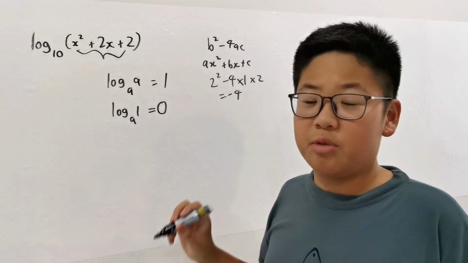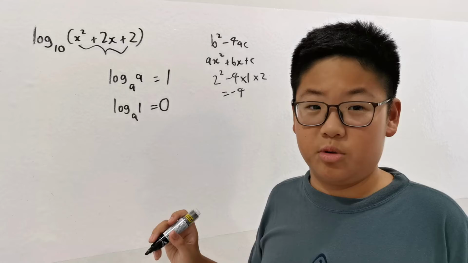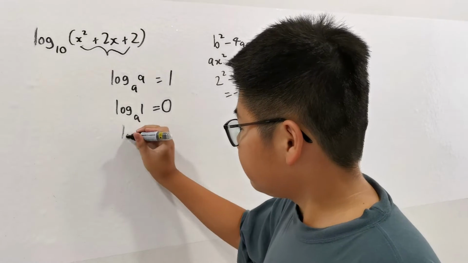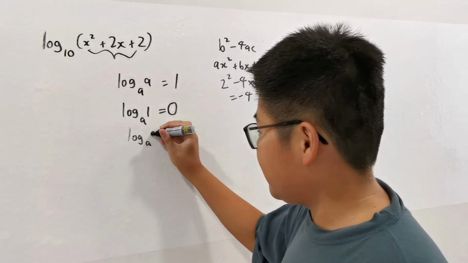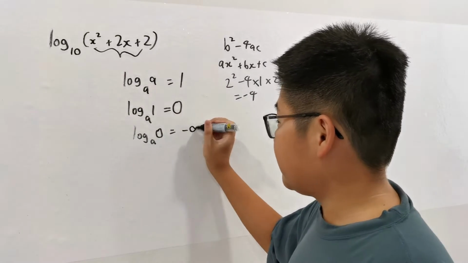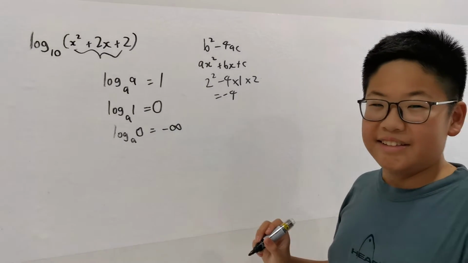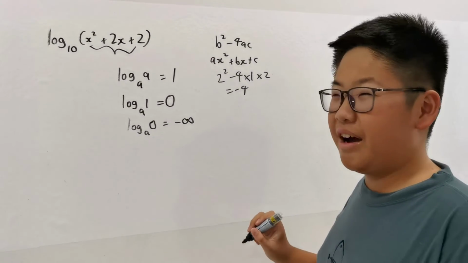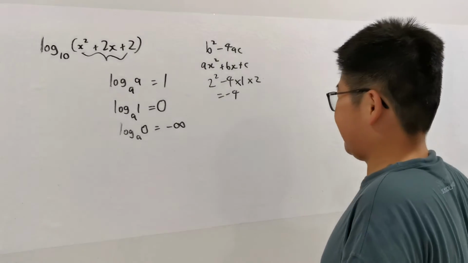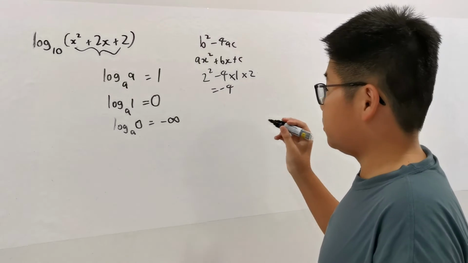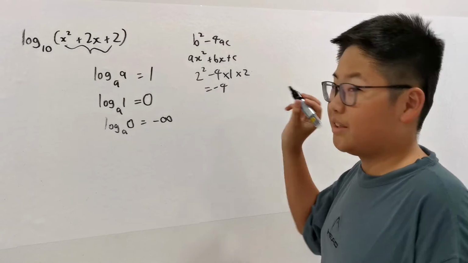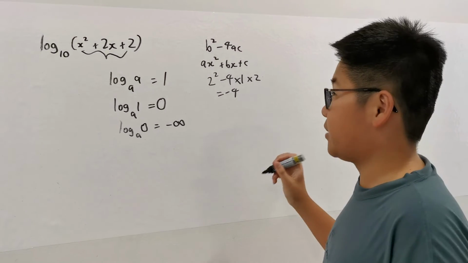But one more additional property of logarithms is required to draw the graph: log_a(0) equals minus infinity. That's an interesting property, isn't it? Well, it is. It just is. This shows that we need to find the minimum of x squared plus 2x plus 2.